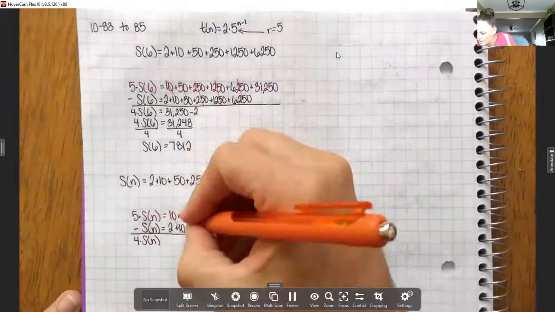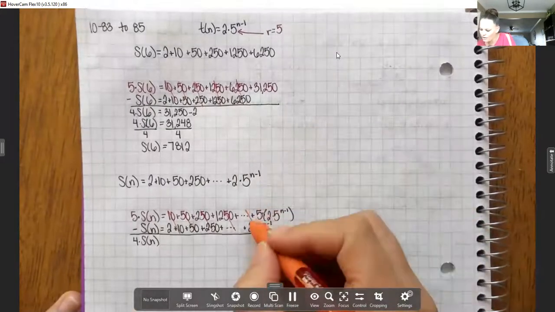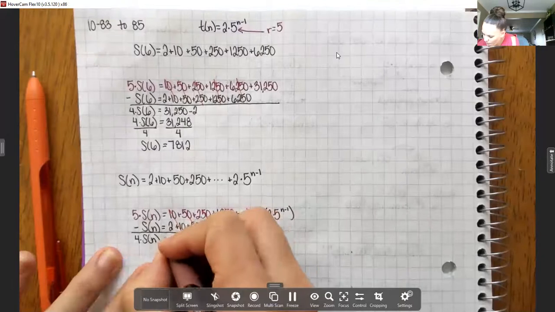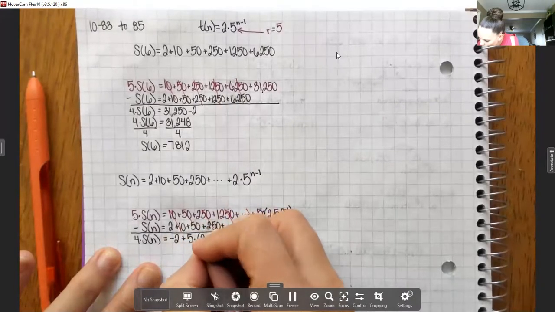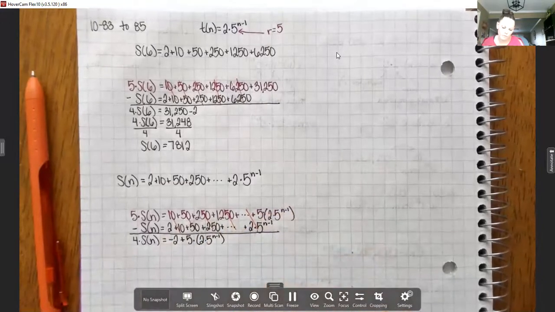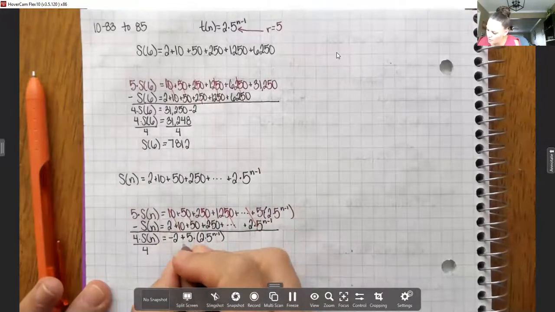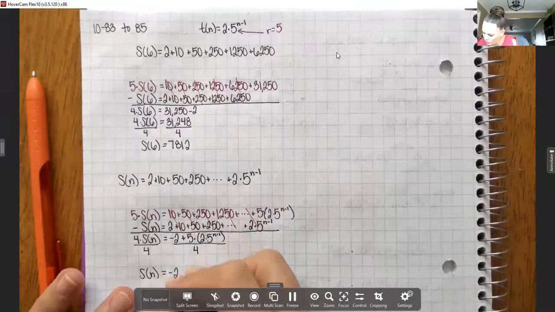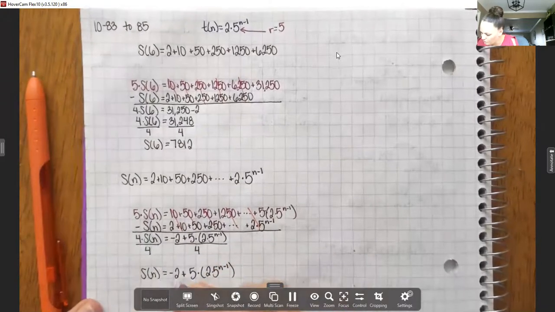When we subtract 10 minus 10, 50 minus 50, 250, all of these are going to cancel, and even this term right here, this 2 times 5 to the power of n minus 1, is going to cross out with the term right before it. So we're going to be left with negative 2 plus 5 times 2 times 5 to the power of n minus 1. And I divide by 4 again. So S of n is negative 2 plus 5 times 2 times 5 to the power of n minus 1, all divided by 4.